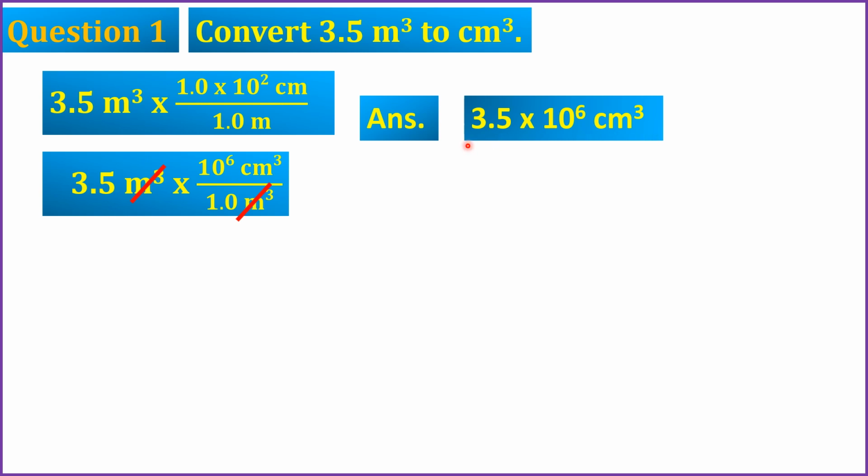Notice also that we apply the rules on significant figures. Our original quantity contains 2 significant digits. Alright? So our final answer should also contain 2 significant digits.